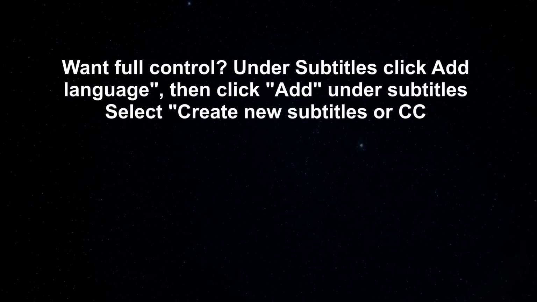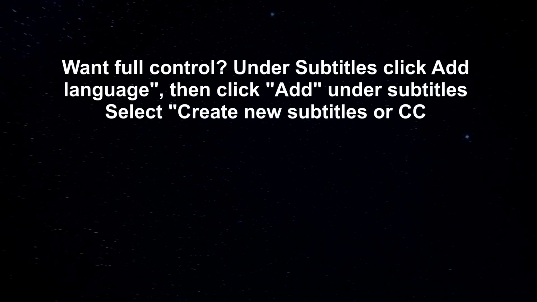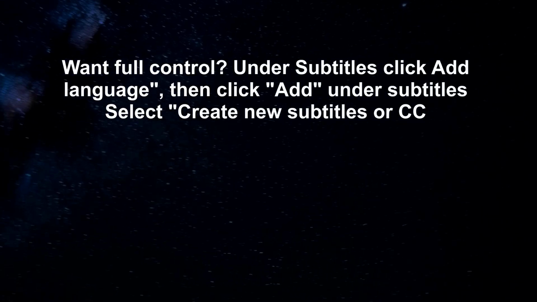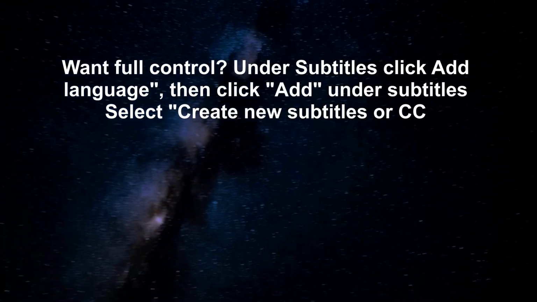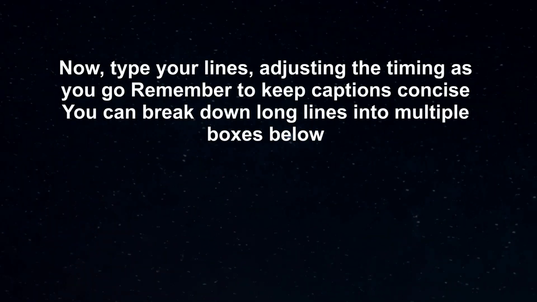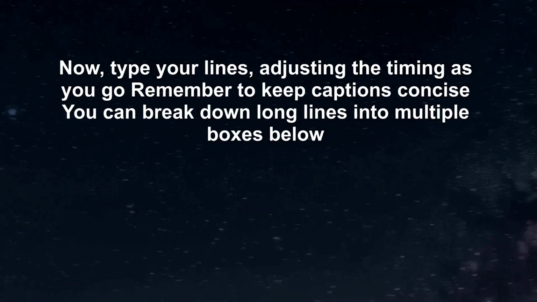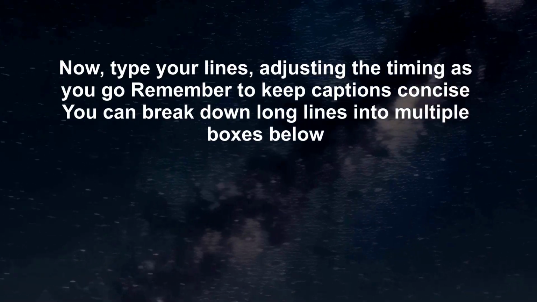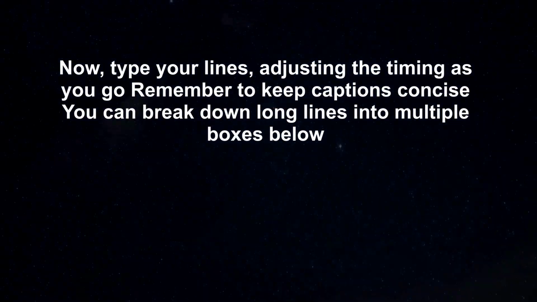Want full control? Under subtitles, click add language. Then click add under subtitles, select create new subtitles or CC. Now type your lines, adjusting the timing as you go. Remember to keep captions concise. You can break down long lines into multiple boxes below.